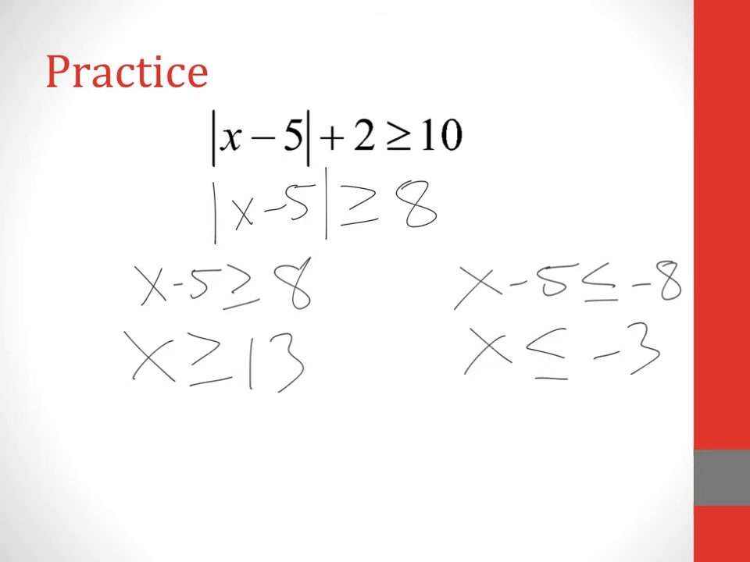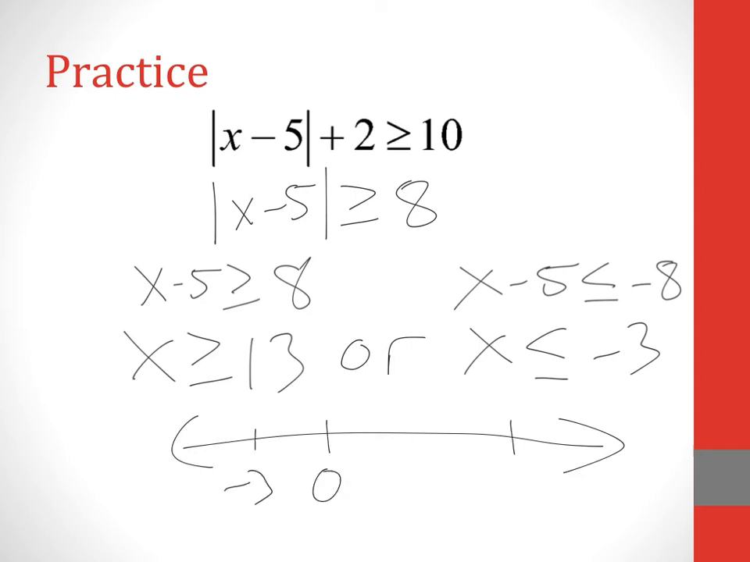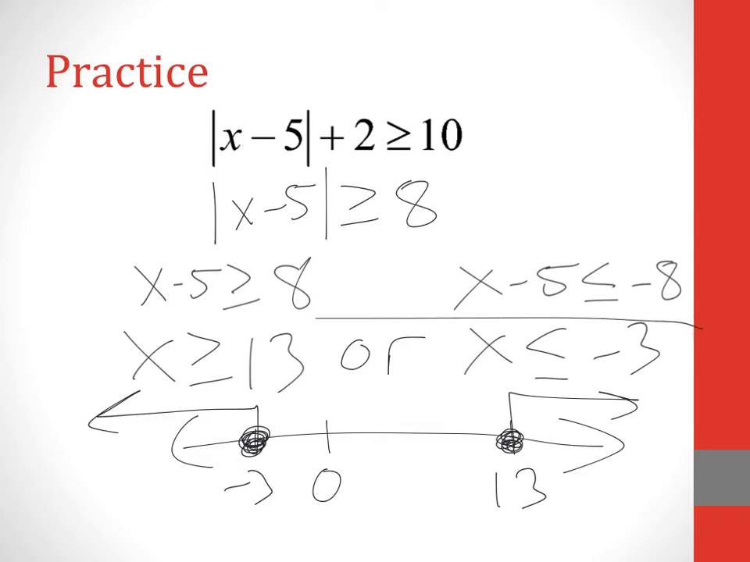I've got my 2 solutions. Do we know what kind it is? Well, it started as greater, so it is an or statement. And now I can go ahead and graph on the number line. I've got my 0, my negative 3, my 13. It's greater than or equal to, less than or equal to. I have to make sure that's a nice solid circle there because it's equal to. And there's my number line graph and my written inequalities.